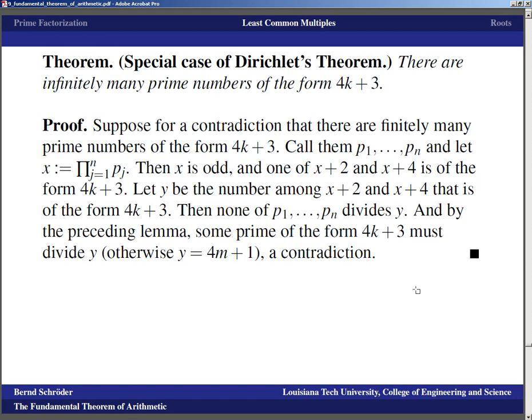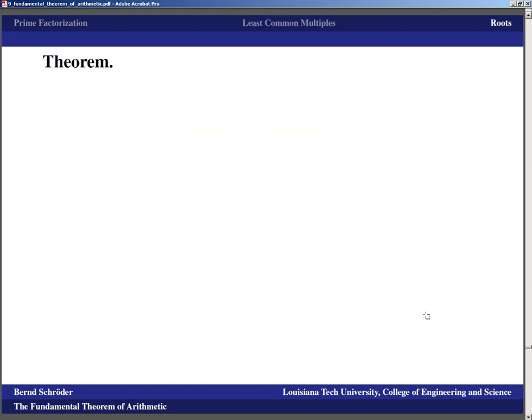So we can see here that as we have learned that prime numbers are what all numbers are built up from, which is the fundamental theorem of arithmetic, we can also now say a few things about prime numbers. Not only are there infinitely many of them, there are infinitely many of the form 4k plus 3. Okay, now we're on the home stretch. We're going to talk about roots.